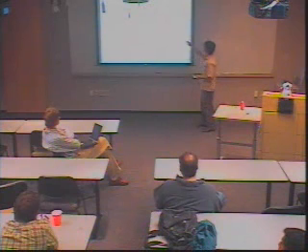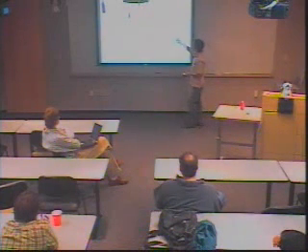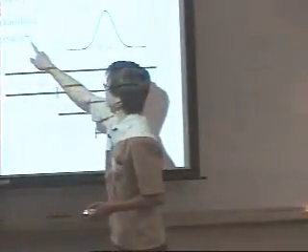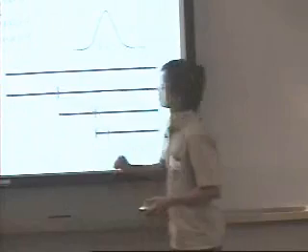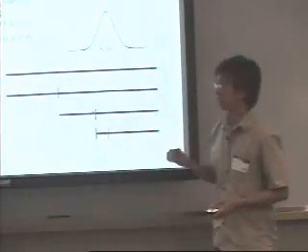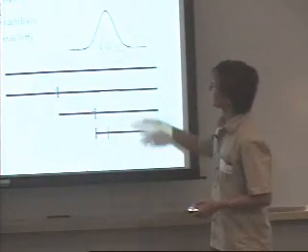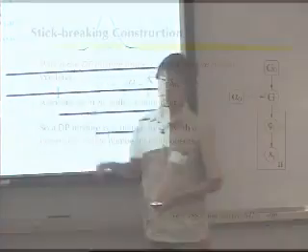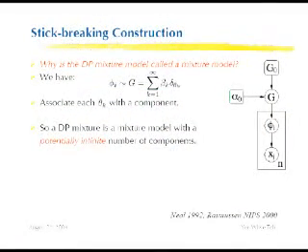Basically what Sethuraman showed is that if the beta k's are sampled in a certain way, and the theta k's are IID samples from G0, then if you construct G this way, it will always be a sample from a Dirichlet process with those two parameters, alpha 0 and G0.